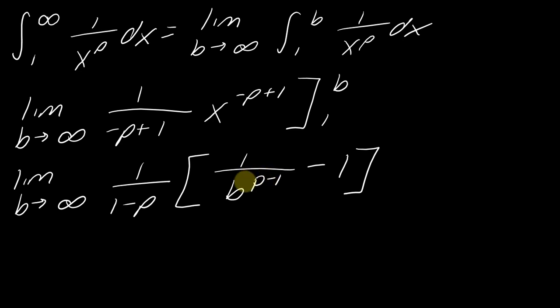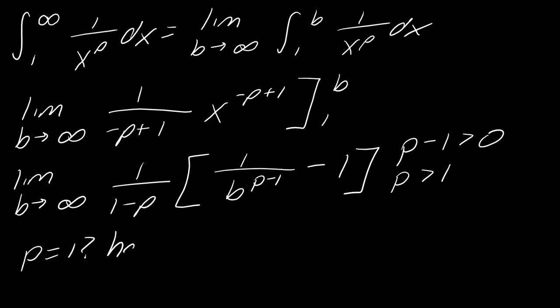If I get a negative exponent, then this whole thing moves up. So I need p minus 1 to be greater than 0, really. And that will happen when p is greater than 1. If p equals 1, well, then we have the harmonic series. And so we already said that's a problem.